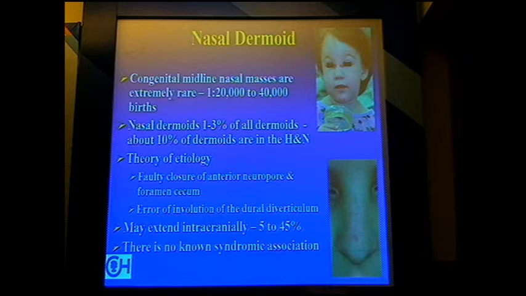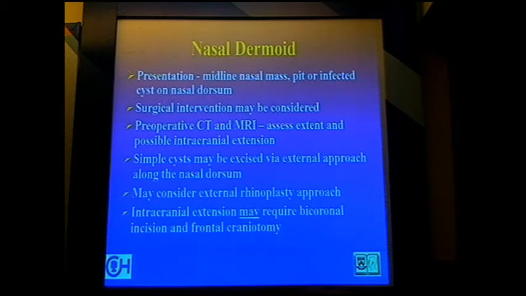About 5 to 45%, depending on what study you look at, of nasal dermoids extend up intracranially, and there's no really known syndrome association with nasal dermoids. They present typically as a little nasal pit, sometimes with hair coming through it, or sometimes they just have an infected cyst on the nose. If they have drainage coming out, or if they have a mass, we recommend surgery.